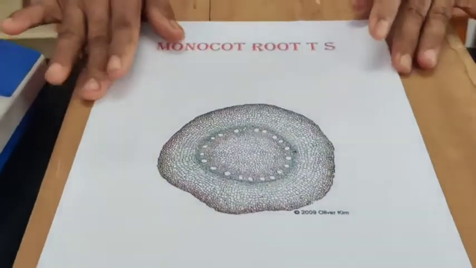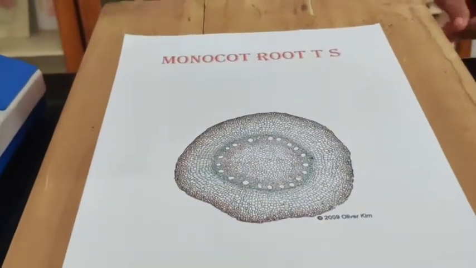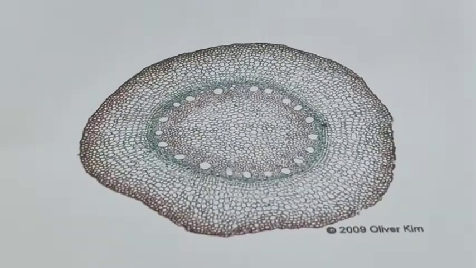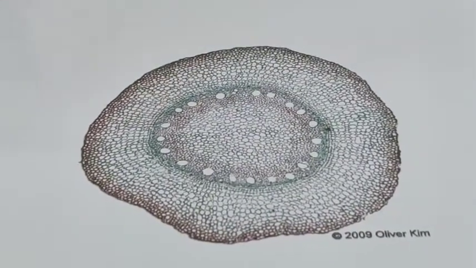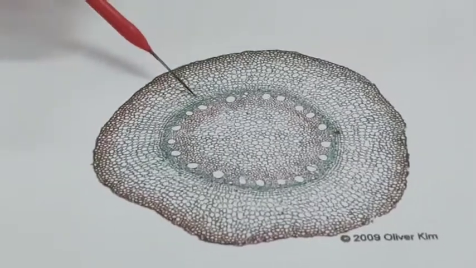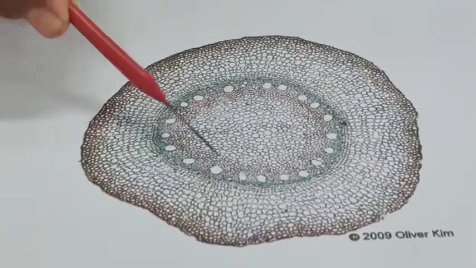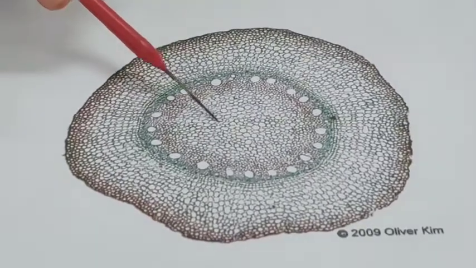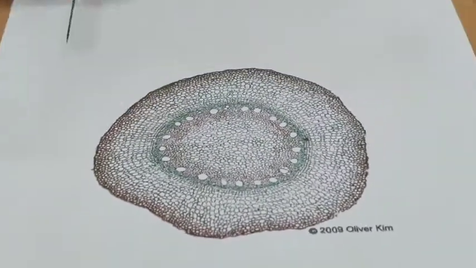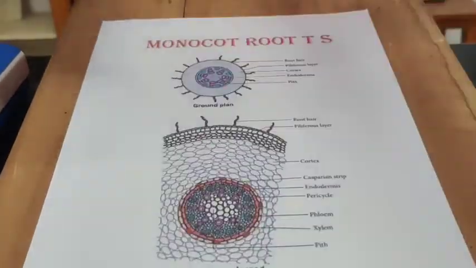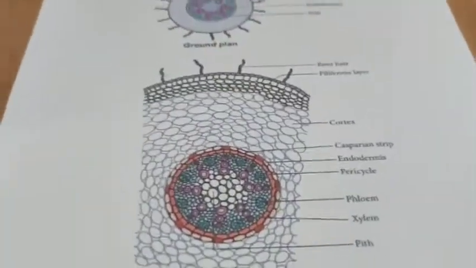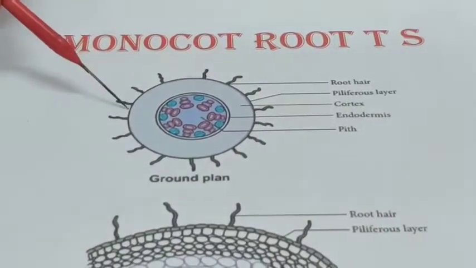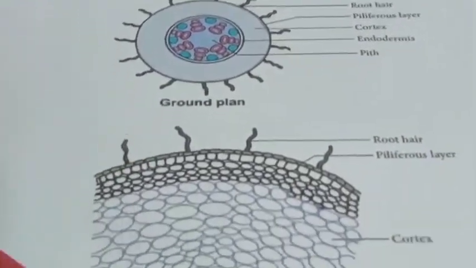Here you can see. When you are observing this under the low power, you can see the slide like this inside. So the outer layer is the epidermis, then coming the cortex, then the endodermis. This entire tissue is called the stele. So epidermis, cortex and the stele, these are these. So these things under high power, when you are observing, you can see the parts. See, monocot root, TS. So various parts, epidermis, this is the ground plan and this is the portion magnified.